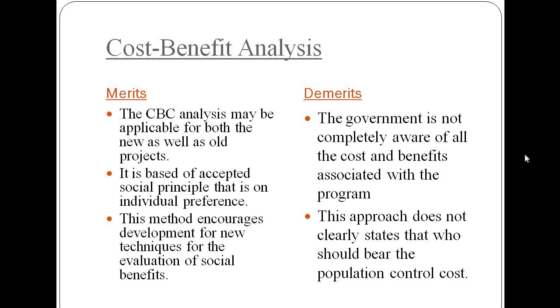Now I will tell you about the merits and demerits of cost benefit analysis. The CB analysis may be applicable for both new as well as old projects. In merits, it is based on accepted social principle, that is, on individual preference. This method encourages development of new techniques for the evaluation of social benefits. In demerits, the government is not completely aware of all costs associated with the program. This approach does not clearly state who should bear the population control cost.